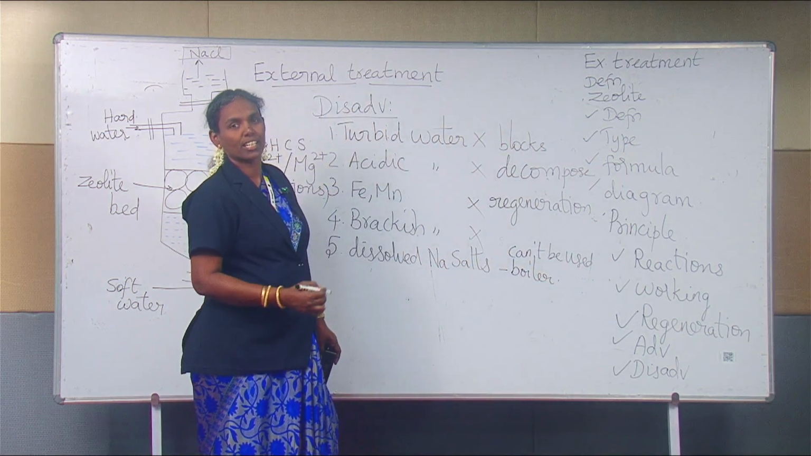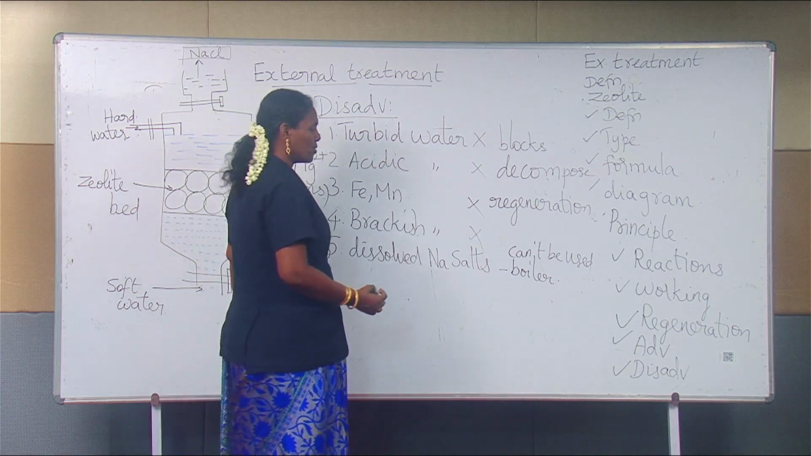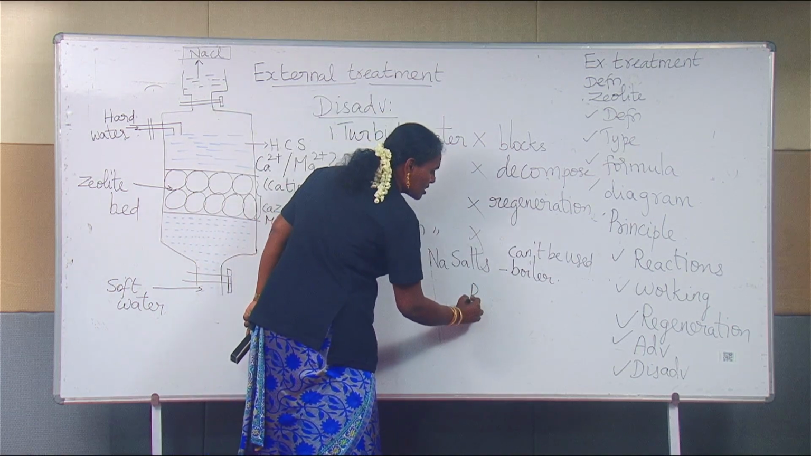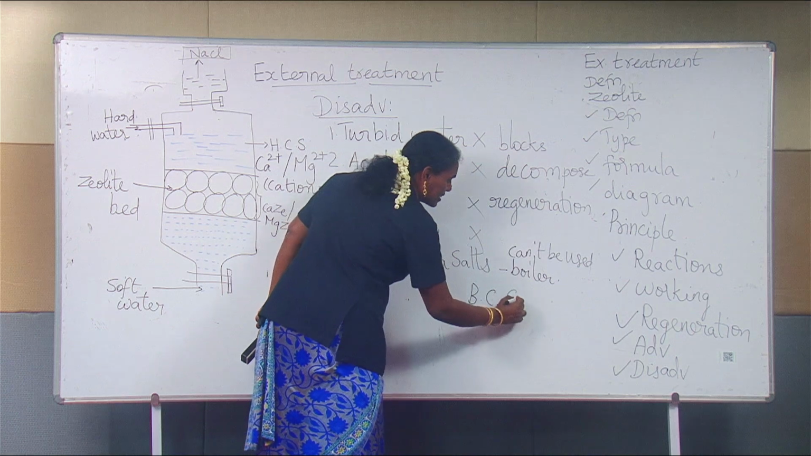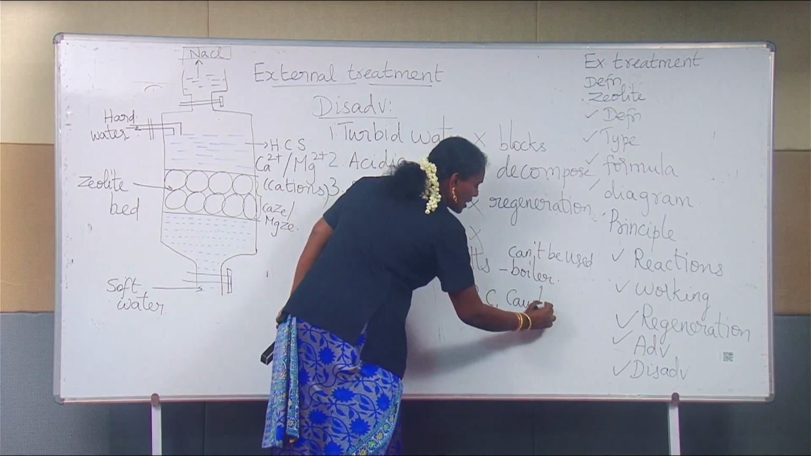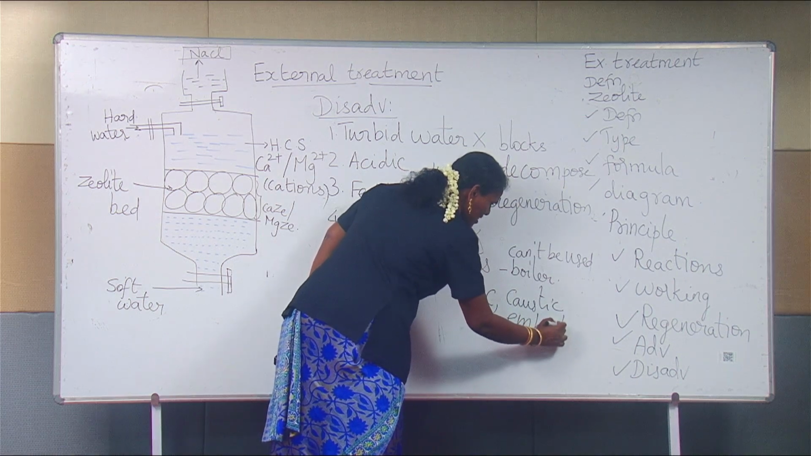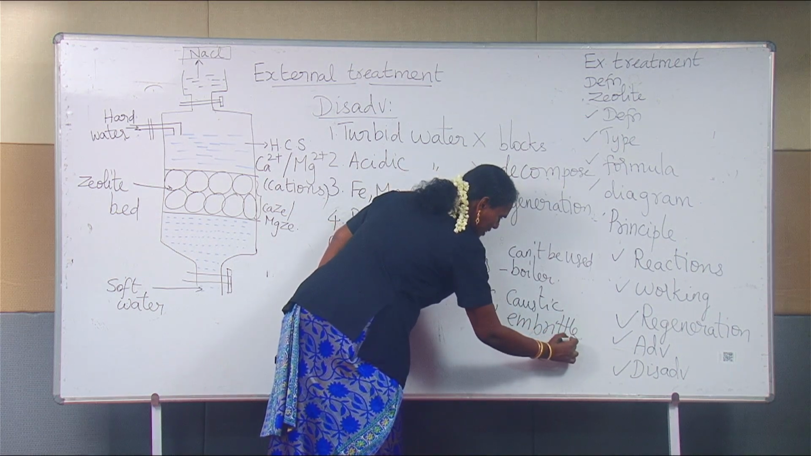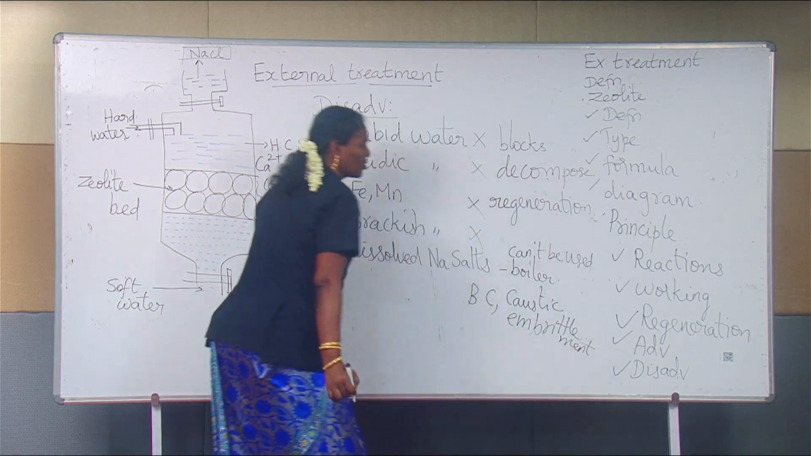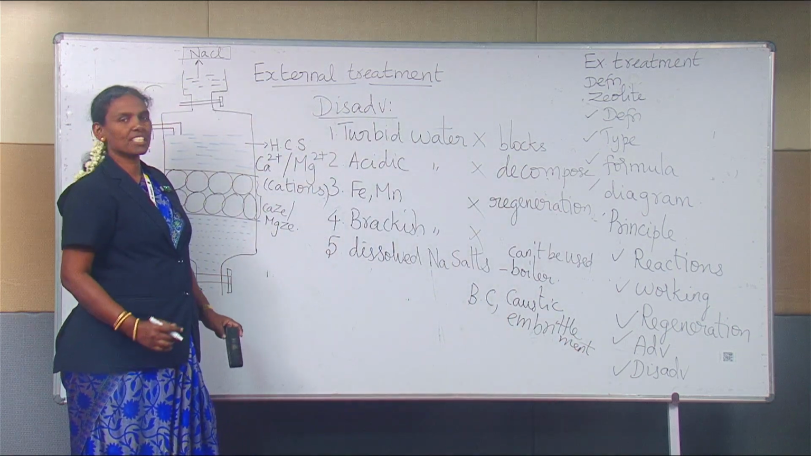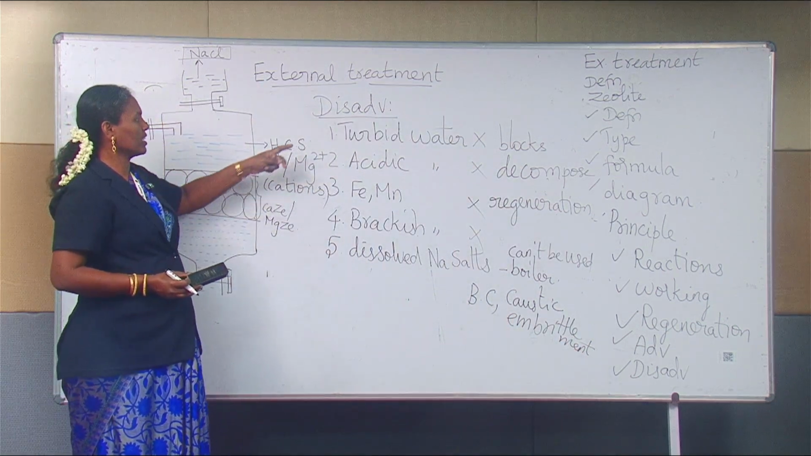If you use it in a boiler, what will happen? What boiler troubles arise? Boiler corrosion may occur or caustic embrittlement may arise. These are the boiler troubles that may arise because of the use of this water. Okay. So, once again I will repeat these disadvantages.